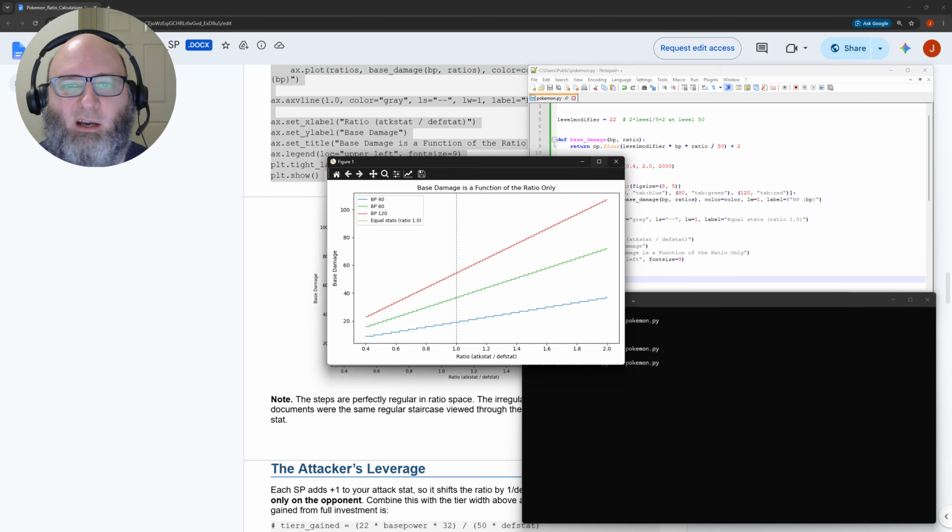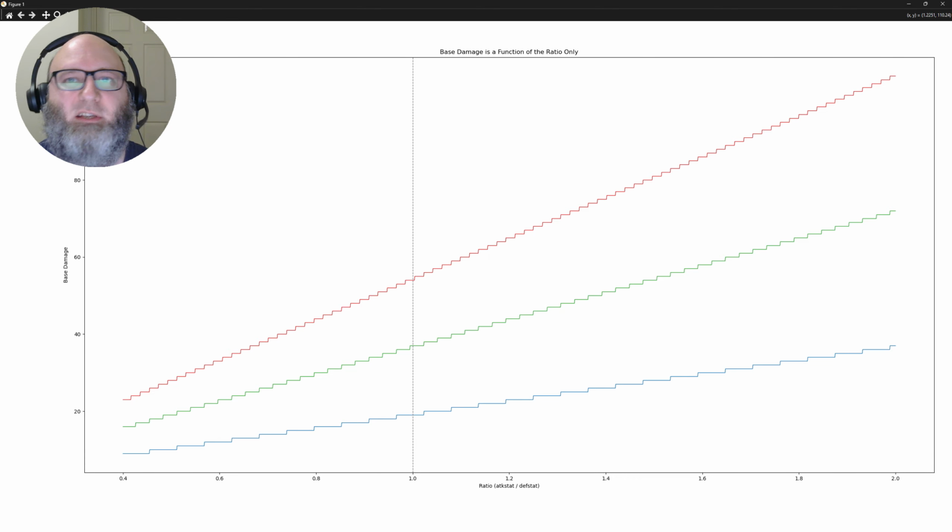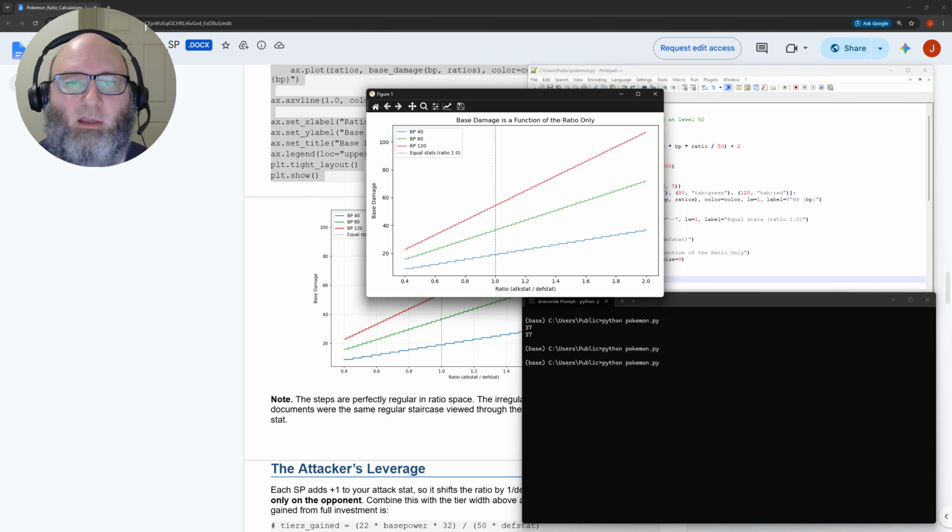So again, there's another graph here which you can run, and we run that. That gives us our base damage as a function of the ratio only. So again, you can see, I think it's over there. Base power 40 tiers slowly compared to base power 80. And then obviously, if we're all running base power 120s, it just skyrockets.